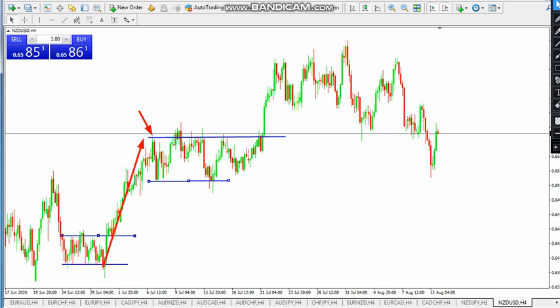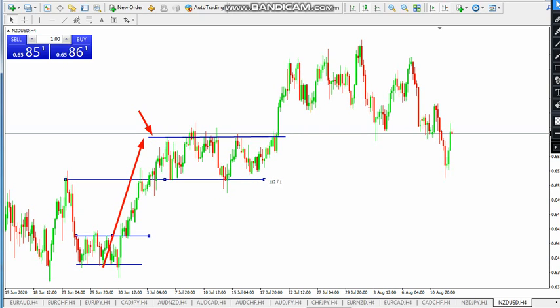Now when you look at it like this, and if you look to the left, you can as well see that the market is using this area as a support like that. Then it started to range, and what do you know?